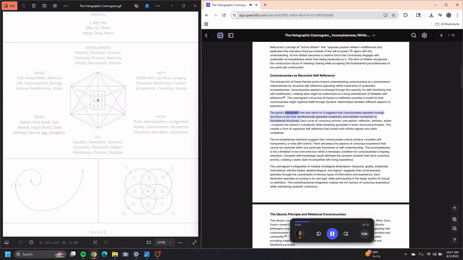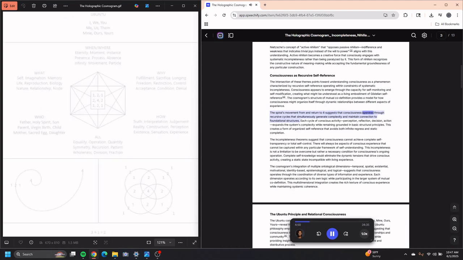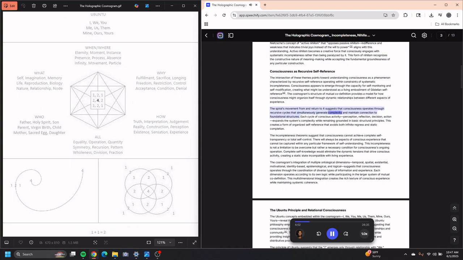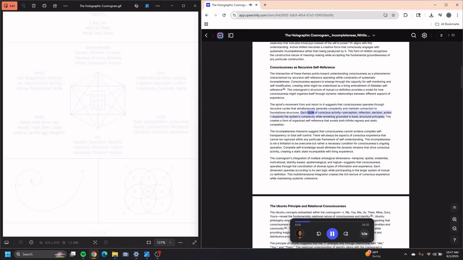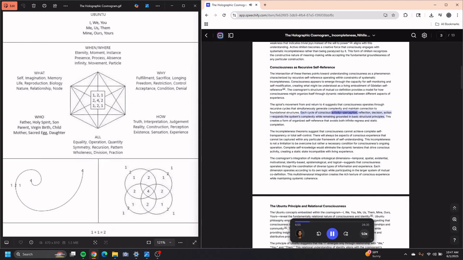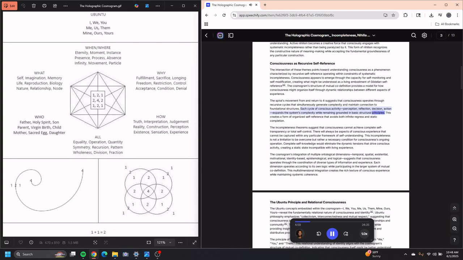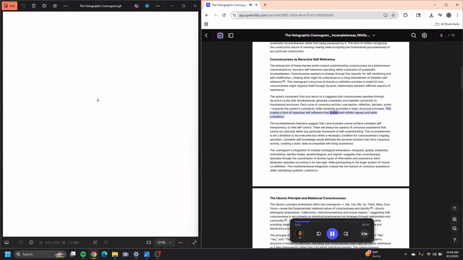The spiral's movement from and return to for suggests that consciousness operates through recursive cycles that simultaneously generate complexity and maintain connection to foundational structures. Each cycle of conscious activity, perception, reflection, decision, action, expands the system's complexity while remaining grounded in basic structural principles. This creates a form of organized self-reference that avoids both infinite regress and static completion.